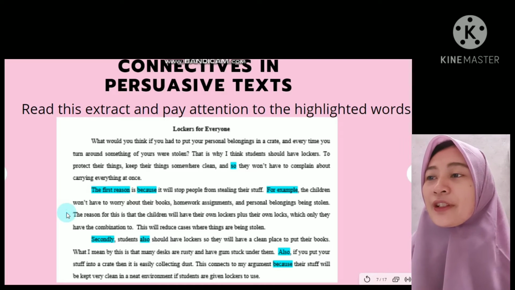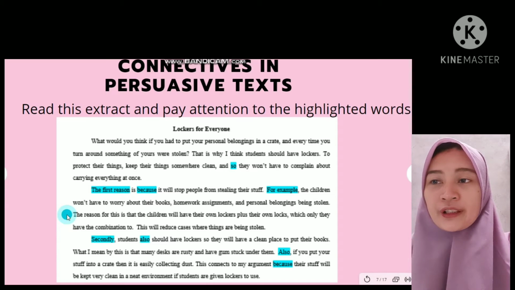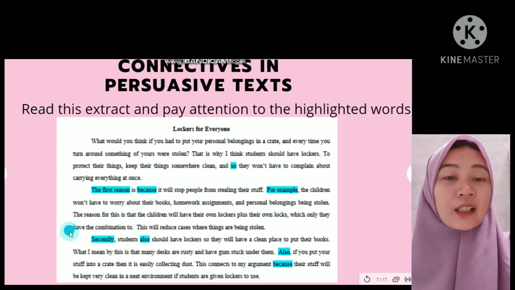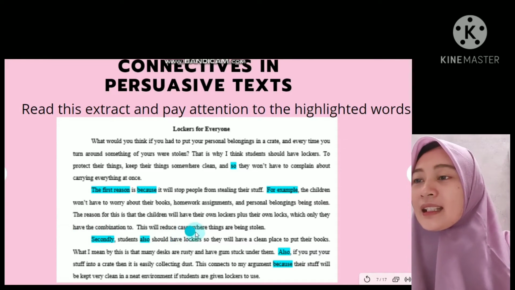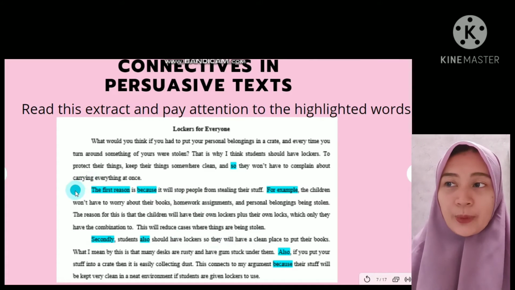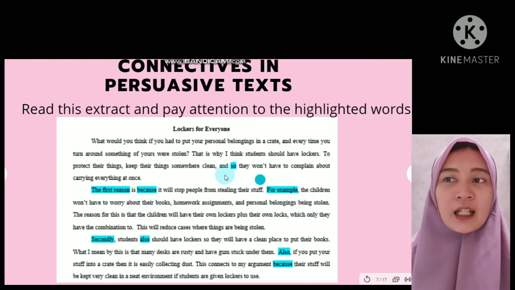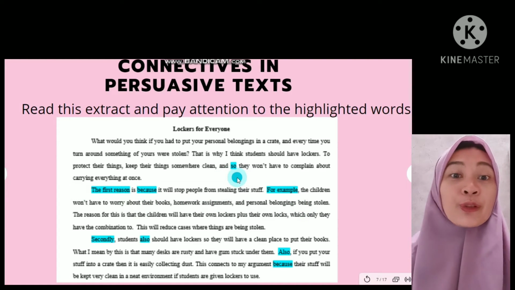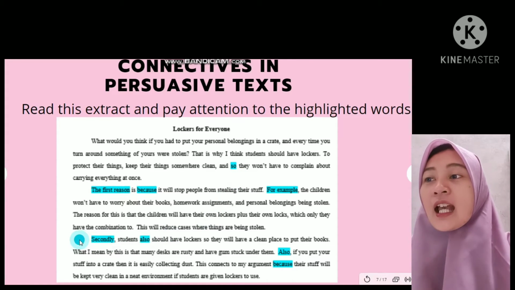The reason for this is that children will have their own lockers plus their own locks, which only they have the combination to, the password or the passkey. Yeah, this will reduce cases where things are being stolen. Okay, you pay attention to the first reason: because, and for example, and also so, right? They are the connectives in the text.